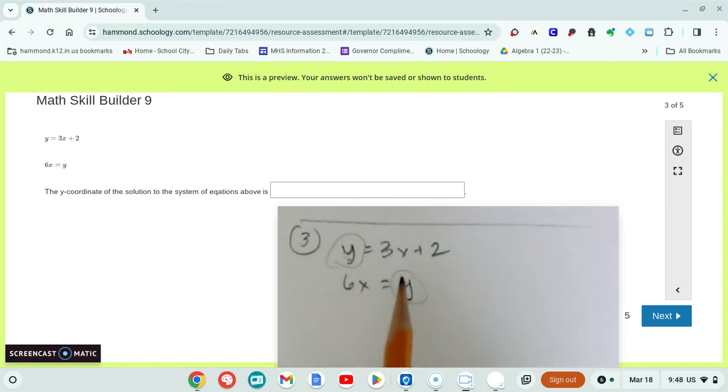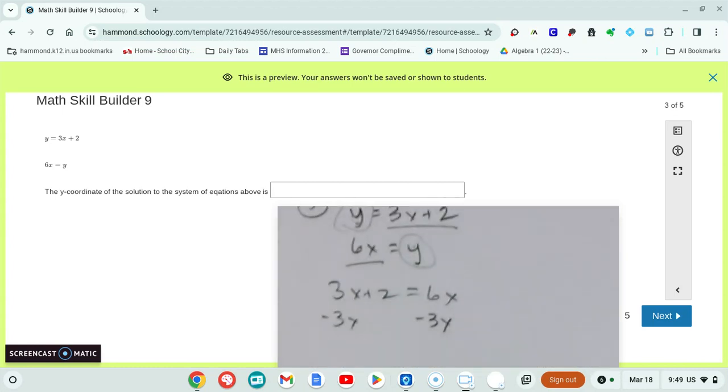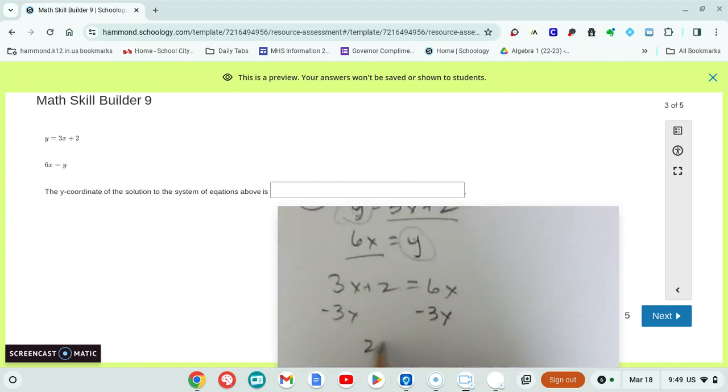So y is always equal to y. This has the same value as y because this equation says so. This has the same value as y because this equation says so. So if they're both equal to y, they're equal to each other. So that's how we would set up this equation. Same story like you did in number 2 now. Okay? Equation with variables on both sides. So this is our x value.